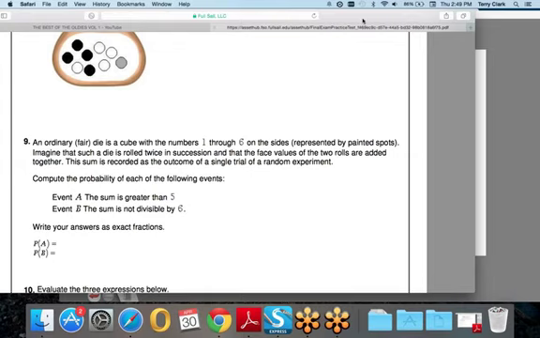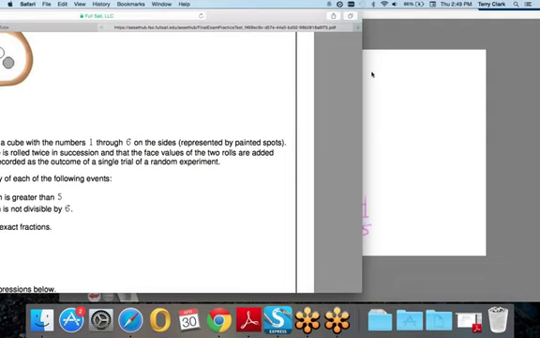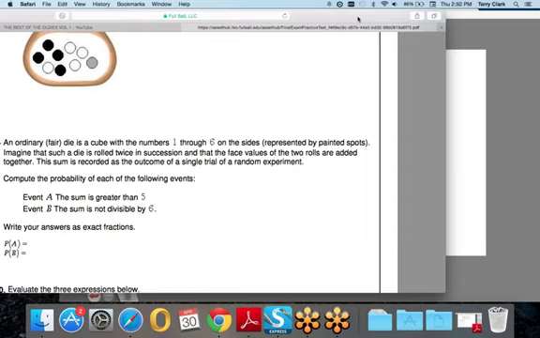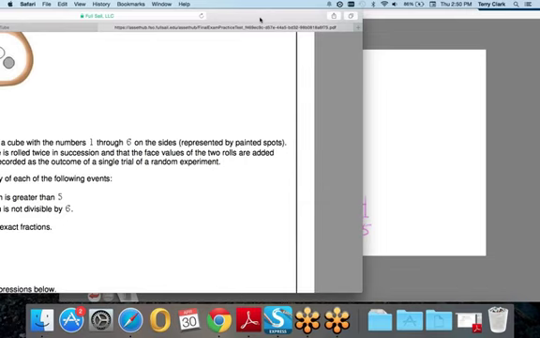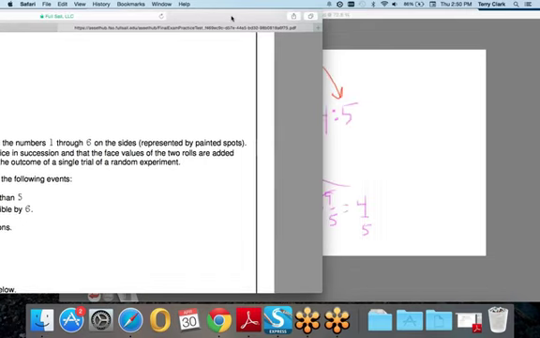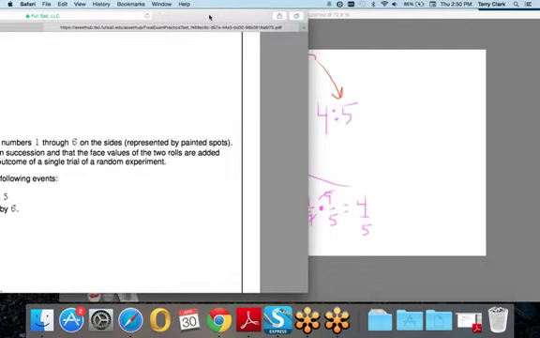Okay, so now what we have to do is figure out what would make up a sum that is greater than 5. Now there are going to be a lot of different ones that are going to be greater than 5. What I'm going to figure out is what will be 5 or less, and then I'll subtract that from 1, and then that'll tell me what the probability of greater than 5 is, because the two added together have to equal 1.